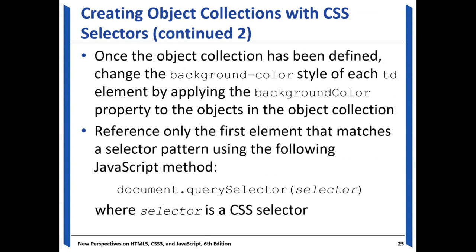So once the object collection has been defined, you can change the background color style of each of the TD elements. You can do it by applying the backgroundColor property to the objects in the object collection, and we will see this here. You can also reference only the first element that matches a selector pattern. If you want to do that, you use document.querySelector and then the selector. Once again, that selector is going to be a CSS selector.